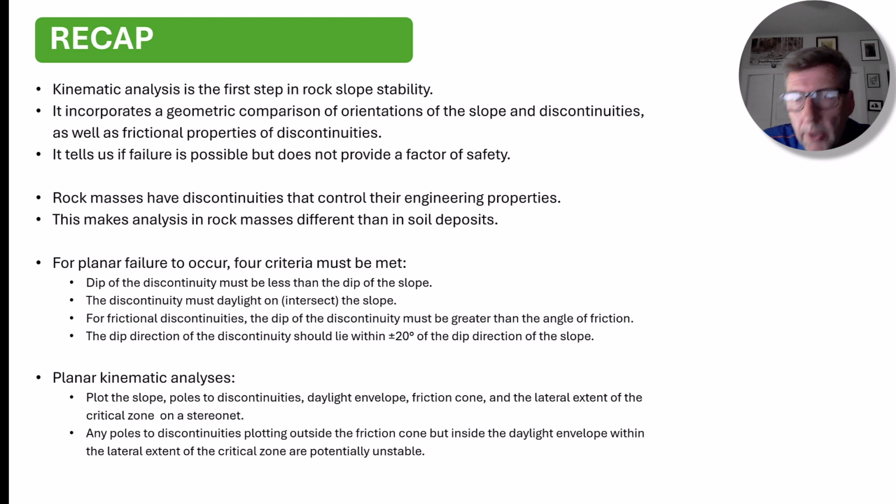Okay, that's very important. And to perform our kinematic analysis, we're going to plot the slope, which plots as a line. We're going to plot poles to discontinuities, which plot as points. We're going to plot a daylight envelope, a friction cone, and the lateral extent of the critical zone on a stereonet. Any poles to discontinuities plotting outside the friction cone, but inside the daylight envelope, within the lateral extent of the critical zone, are potentially unstable.